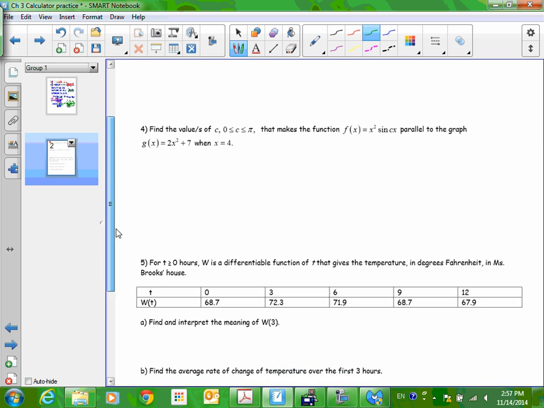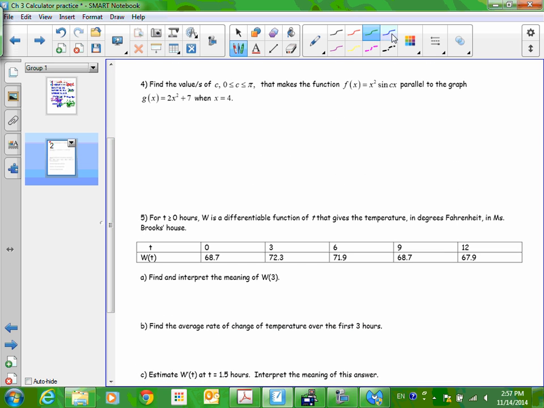All right, let's look at number 4. As I read this, I want you to think about what we need to do. Find the value or values of c, and keep in mind c is between 0 and pi. So my answer has to be between 0 and 3.14. It makes this function parallel to another function when x equals 4.